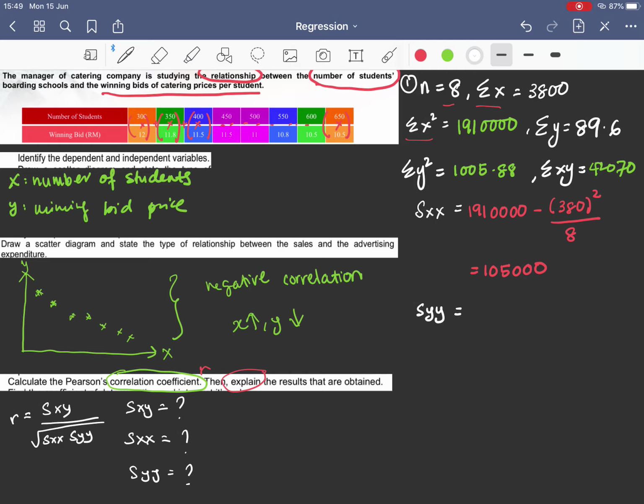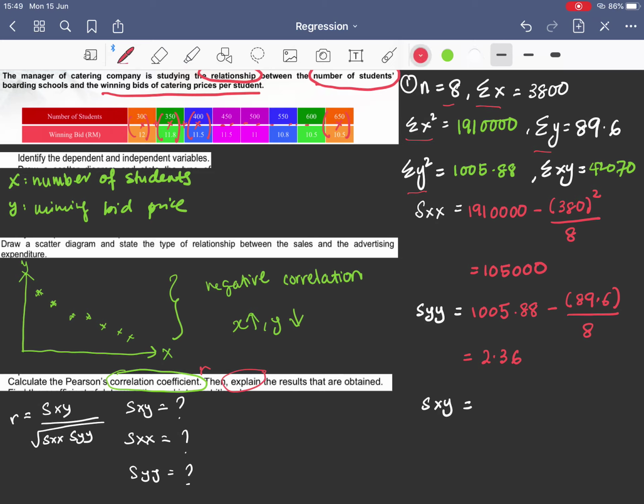Syy is equal to summation of y square, 1005.88, minus summation of y, 89.6 squared, divided by 8. So here you will get 2.36.